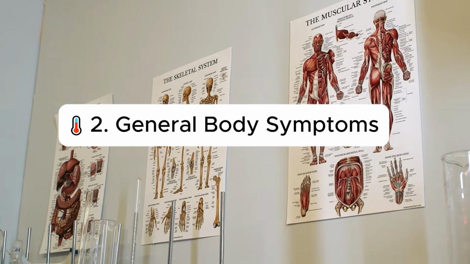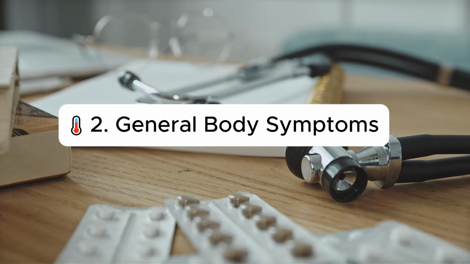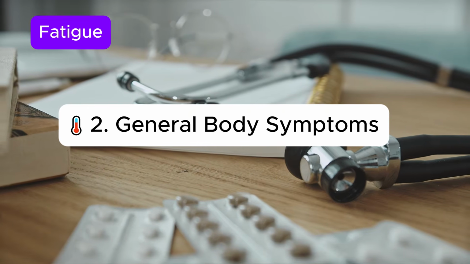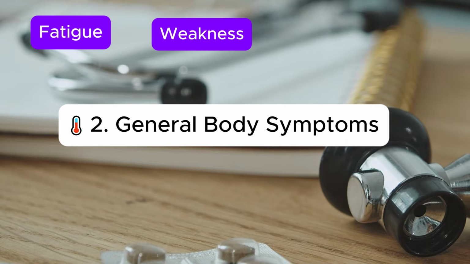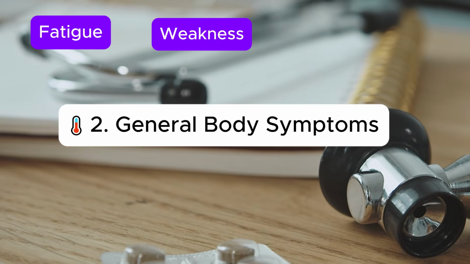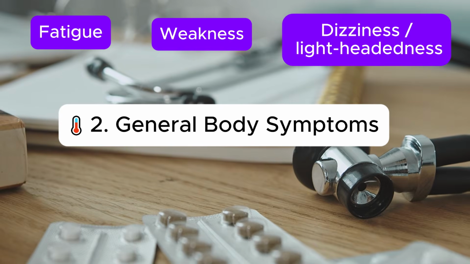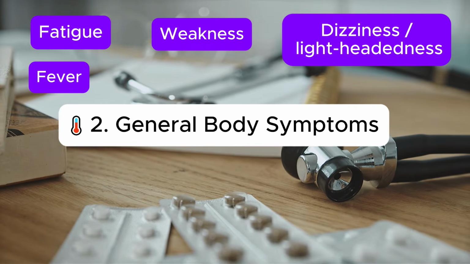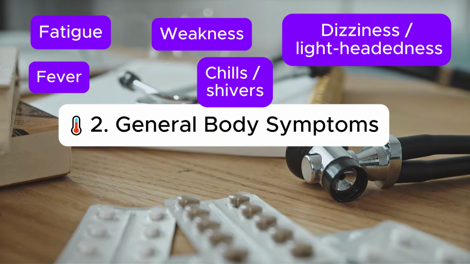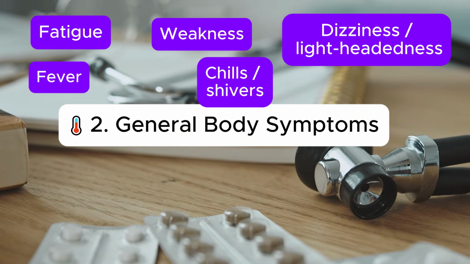Number 2. General body symptoms. General symptoms are those that affect the body as a whole, not one specific area. Fatigue. I've been feeling exhausted for days. Weakness. My legs feel weak after walking. Dizziness or lightheadedness. I feel dizzy when I stand up quickly. Fever. I've been running a temperature since yesterday. Chills or shivers. I keep getting chills even with a blanket.